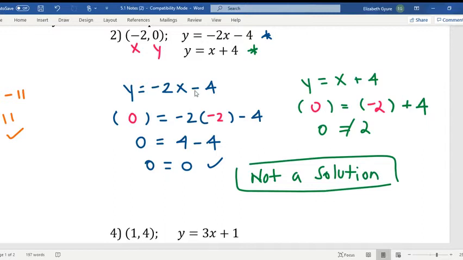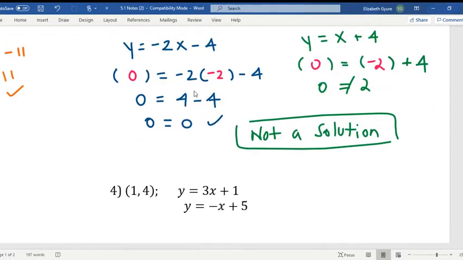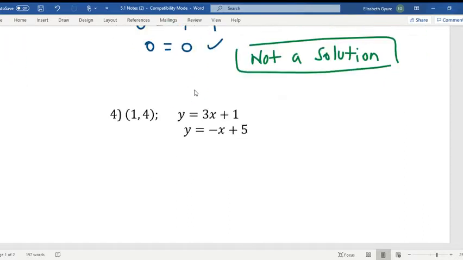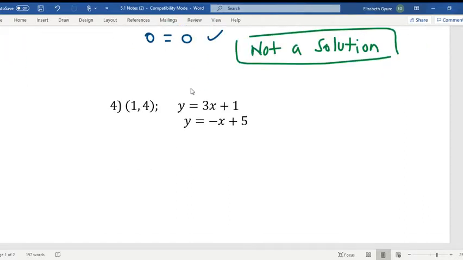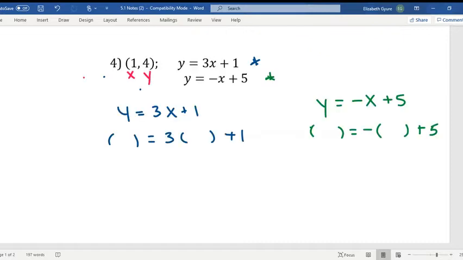All right, I want you guys to try out number 4. Try out 4. Now, something I want you guys to be careful about. If you look at number 4, see how there's a negative in front of that x in your second equation. You can't just ignore that. That negative has to come with you, okay? So try it out. How do you plug this in?